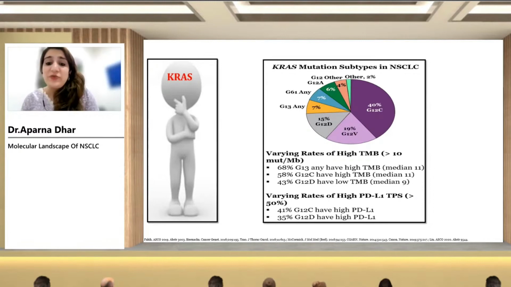So you're essentially looking for mutations in the GTP binding protein that connects to the receptor tyrosine kinase. And again, from this subtype, the G12C is the most common. It constitutes around 40% of KRAS cases. What's interesting in this subgroup are the varying TMB rates. G13 is the highest, followed by G12C, and G12D has a propensity for a low TMB rate.